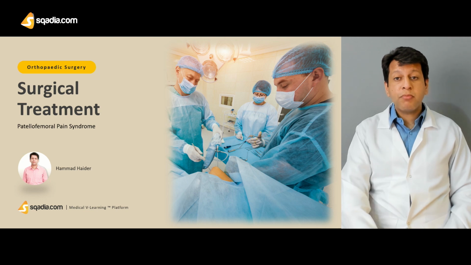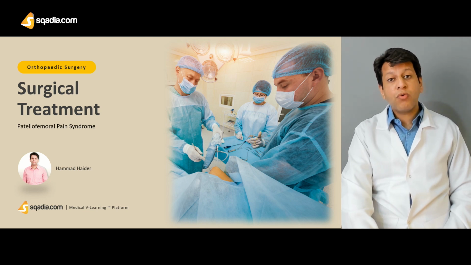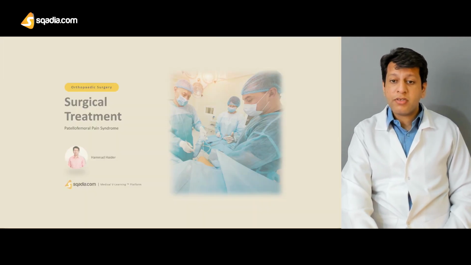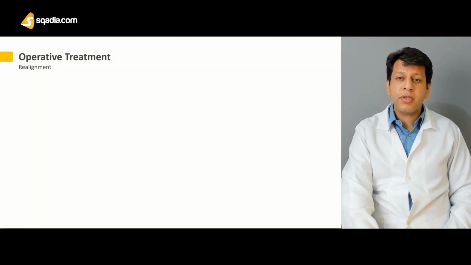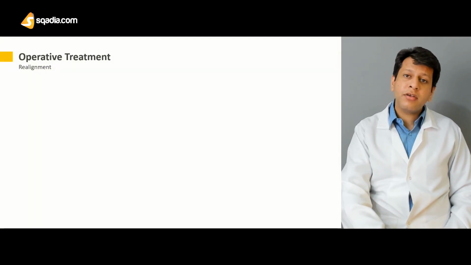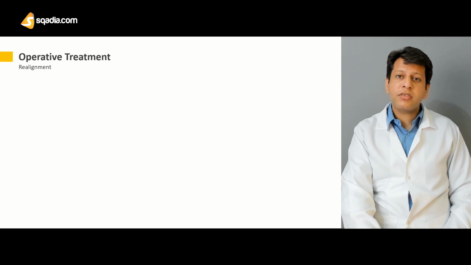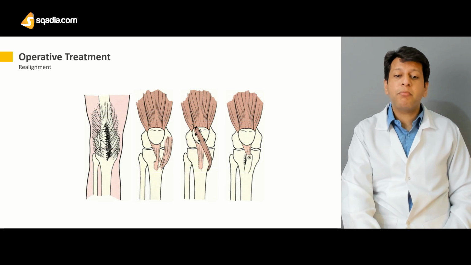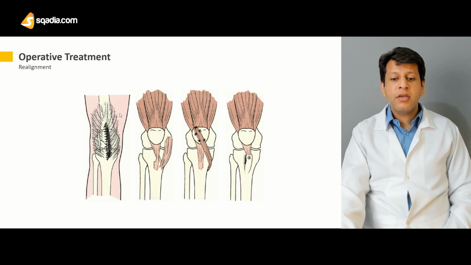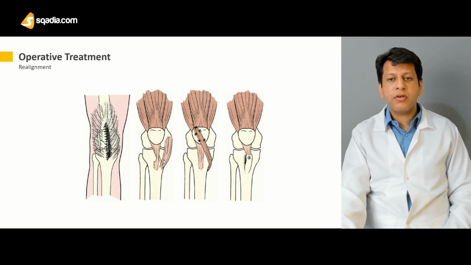Therefore, if the problem is malalignment, then we may have to go for some form of realignment surgery or realignment osteotomy. There are different osteotomies or surgeries which may be required. For example, if you look at this diagram, in this, the patellar tendon is divided into half and is medialized towards the anterior medial aspect of the tibia.